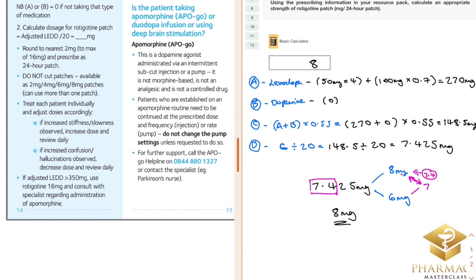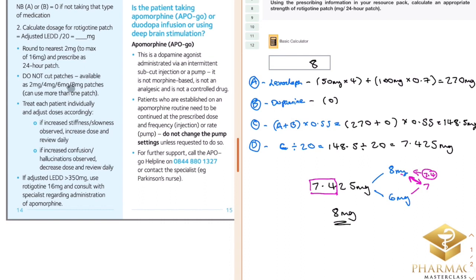Now, the other thing you need to be aware of is in the resource pack it mentions over here on your left that the patches come in a 2 milligram, a 4 milligram, a 6 milligram and an 8 milligram. Patients can use more than one patch at a time, so be aware of that.